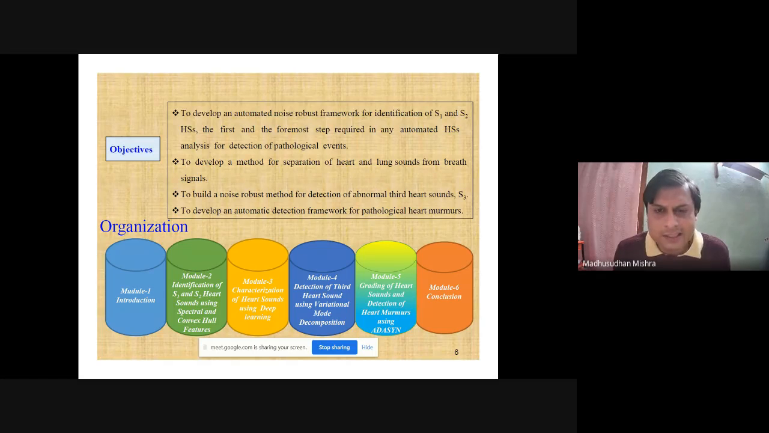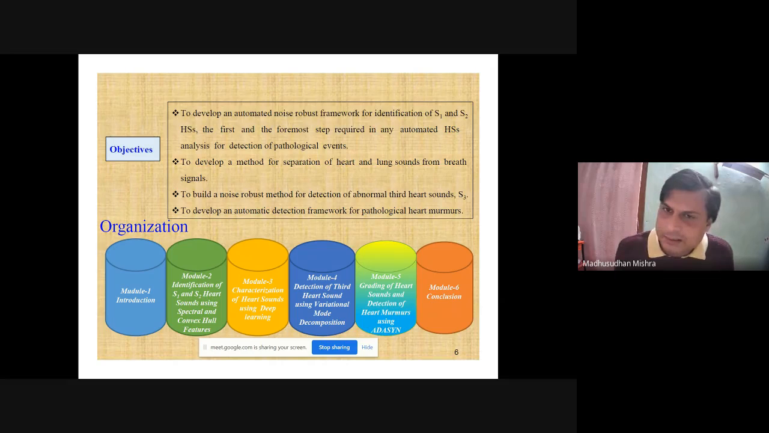Another interesting problem area is the separation of heart and lung sounds from the breathing signals. Once the heart and lung sounds can be separated, one can go for independent analysis of heart sound signals for developing automated heart sound analysis frameworks, and the same is true for the independent analysis of lung sounds, in order to develop screening systems for detecting respiratory diseases using lung sound analysis.